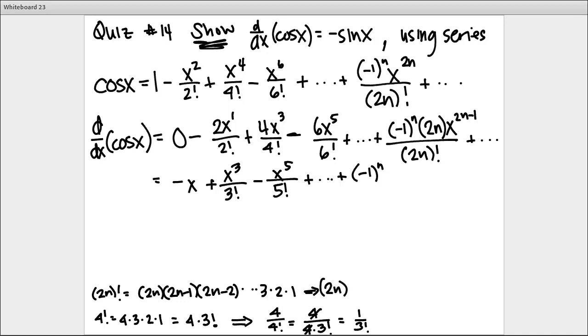Which also means that it's also equal to 2n times the very next term, lower factorial. So that means that when you've got this 2n on top and a 2n factorial on the bottom, you're going to be left with a 2n minus 1 factorial on the bottom. And then we also have the x to the 2n minus 1.